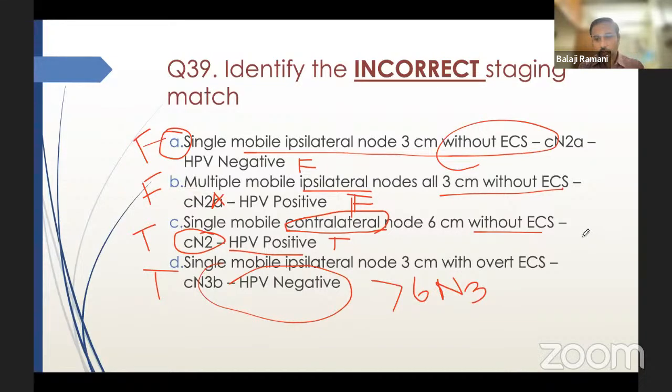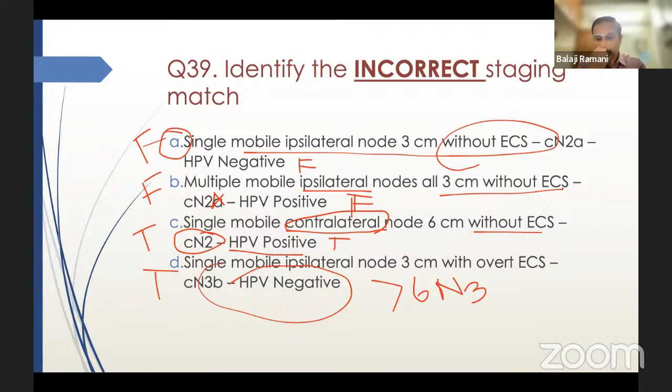See, HPV correlation you want. Okay, so as far as HPV positive is concerned, when you take up N1, it is less than or equal to 6 centimeter ipsilateral, N2 is less than or equal to 6 centimeter contralateral or bilateral, and N3 is more than 6 centimeter. That's all. This is as far as HPV positive is concerned, and the same thing applies for nasopharynx as well.